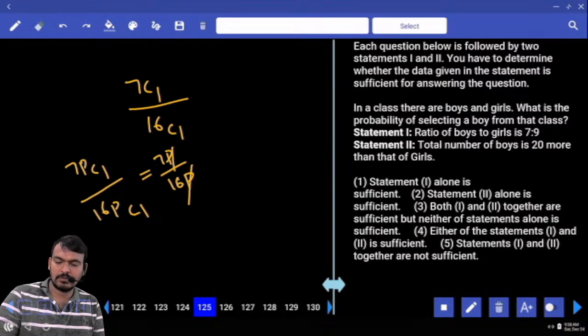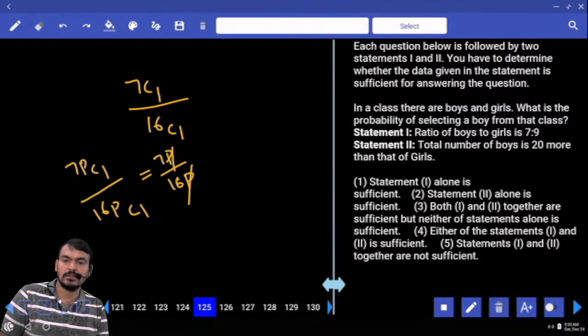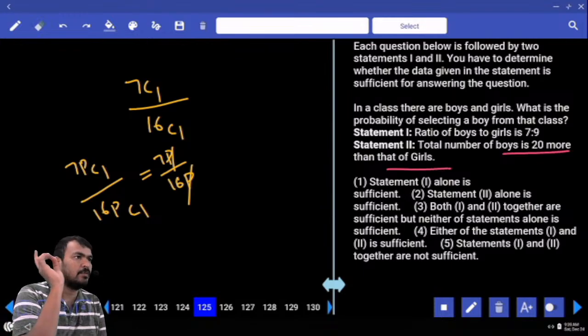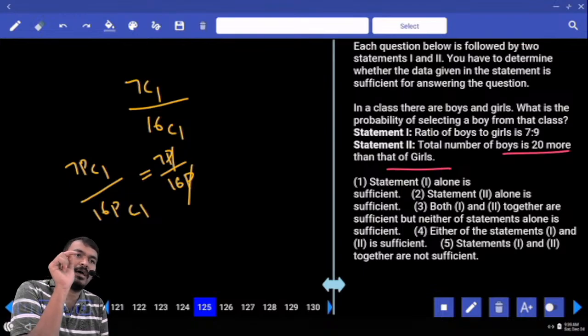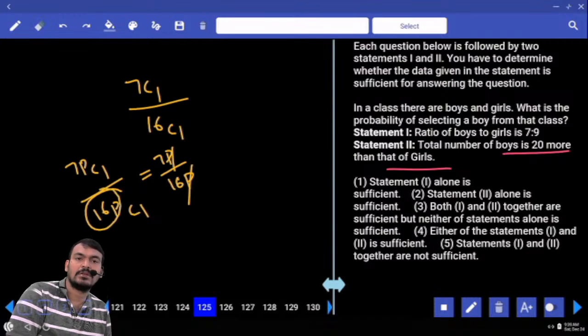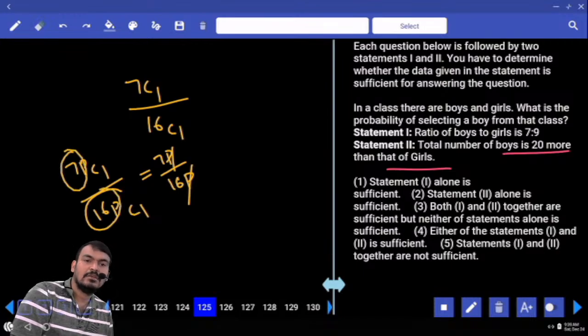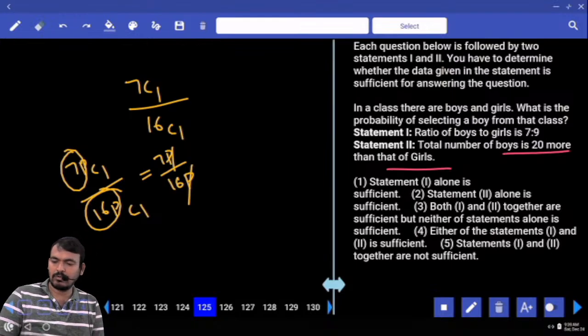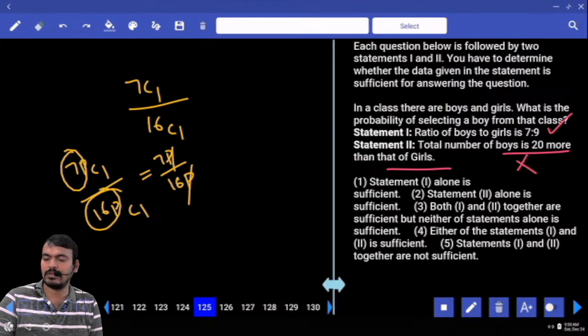One alone is sufficient. Second one, the total number of boys is 20 more than that of the girls. How many unknowns are there? 2 unknowns or not? If we required probability, definitely we know the sample size and event size or not. What is the sample size in first statement? 16. Event size 7. 7 by 16 we are get the probability of an event or not. But in second statement there is no clarity about the sample size and there is no clarity about the event size or not. Then 2 alone not sufficient, only 1 alone is sufficient.